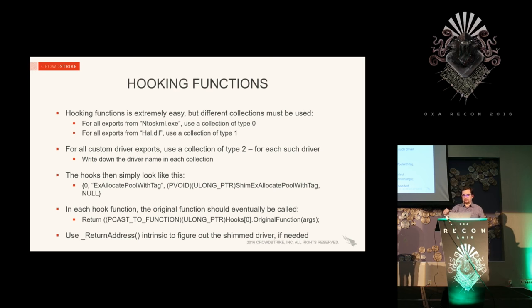So then in your hook function, you do whatever you want to do because you're hooking ExAllocatePool, and then you return hooks 0 original function. Basically, then call the original function that's there. Or maybe you'll just decide, nope, I'm not going to allocate any memory for you, which would probably be bad. Now, one of the things you might want to know inside of your hook is, if I'm hooking multiple drivers of the same shim, what driver is actually calling ExAllocatePool? There's no built-in way of knowing that, but you've got an intrinsic in Visual Studio called _ReturnAddress, and that'll give you the return address of whoever called you. That way you can tell what driver is actually calling ExAllocatePool. So if you want to filter on certain drivers only, you can do that. Obviously, if you're only shimming one driver, then you don't need to worry about that.